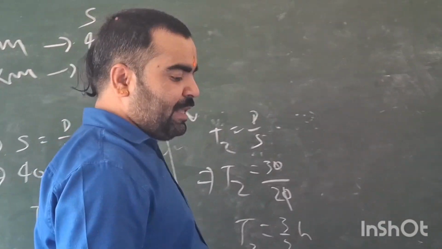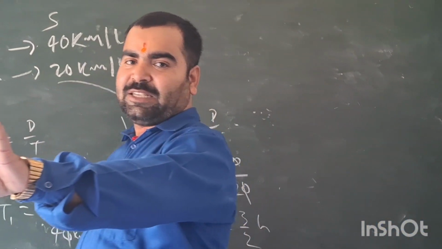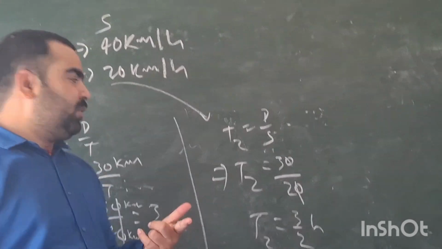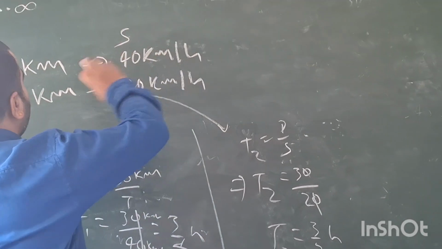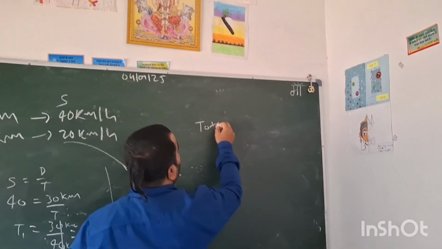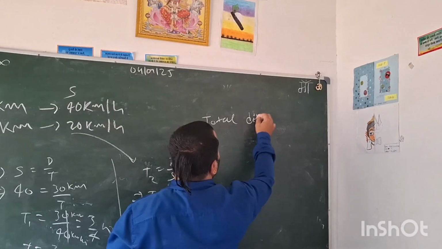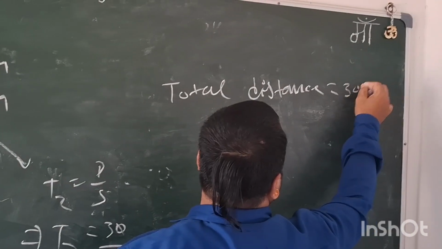Now we know that average speed is equal to, what is the formula? Total distance traveled by total time taken. So what's the total distance? 30 kilometer, 30 kilometer. Total distance, what is it? Total distance is 30 plus 30.